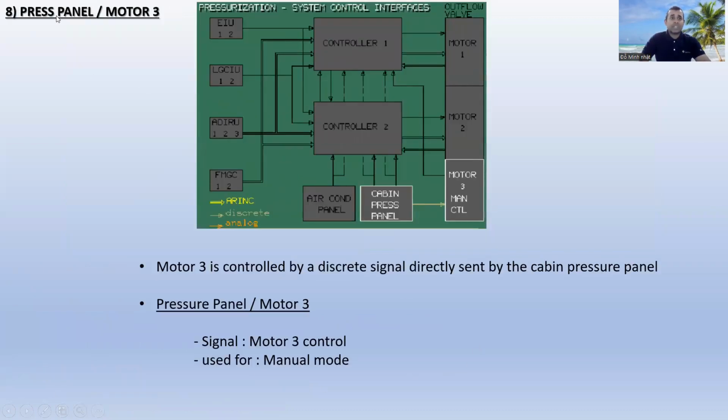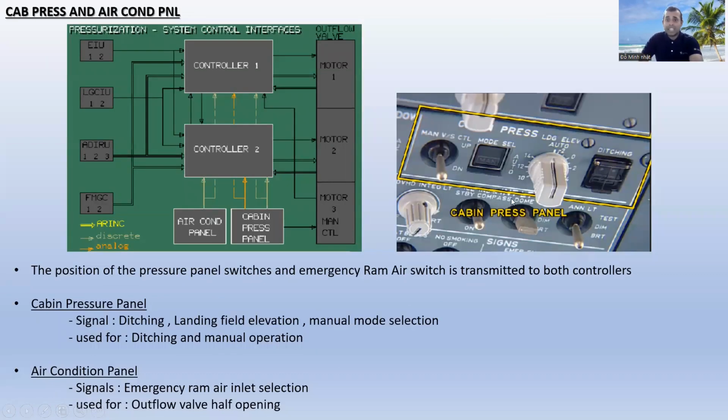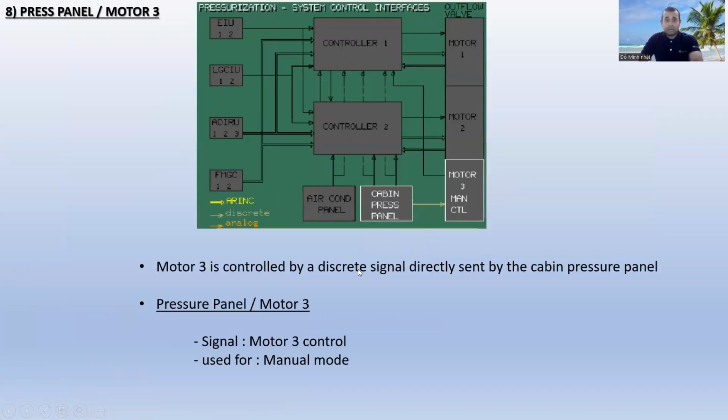Okay, the last one is pressure panel or motor 3. This is the cabin pressure panel. This is motor number 3, manual control. So motor 3 is controlled by a discrete signal directly sent by the cabin pressure panel. And for pressure panel motor 3, the signals are motor 3 control and used for manual mode.